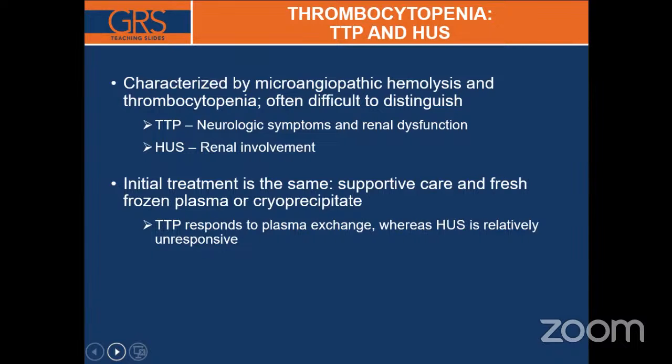TTP is different in that there's confusion and sometimes also fever. So HUS is a triad, TTP is a pentad. So that would be microangiopathic hemolysis, thrombocytopenia, renal involvement. That's the HUS triad. With TTP, you add confusion or neurological symptoms and fever as well.